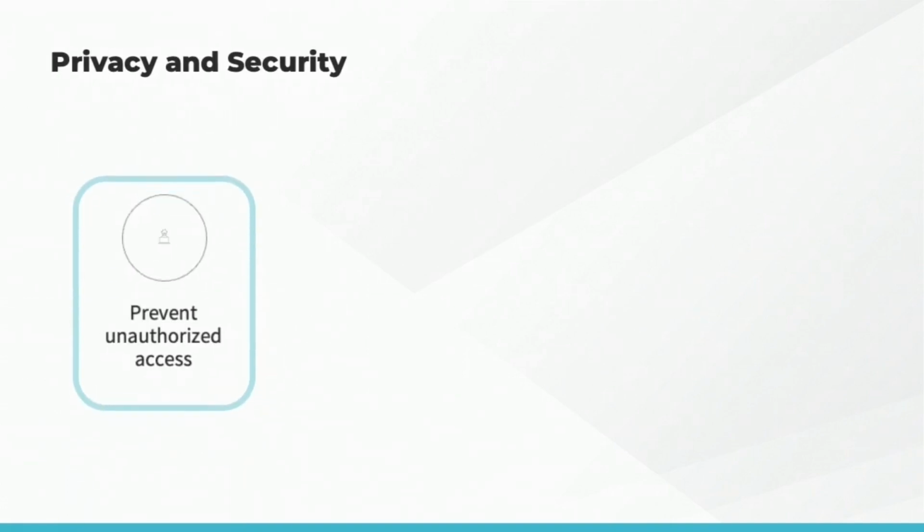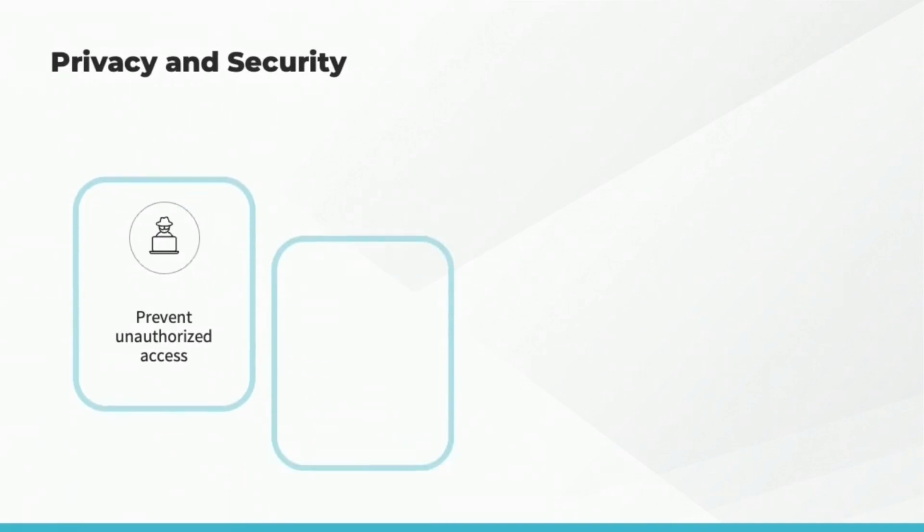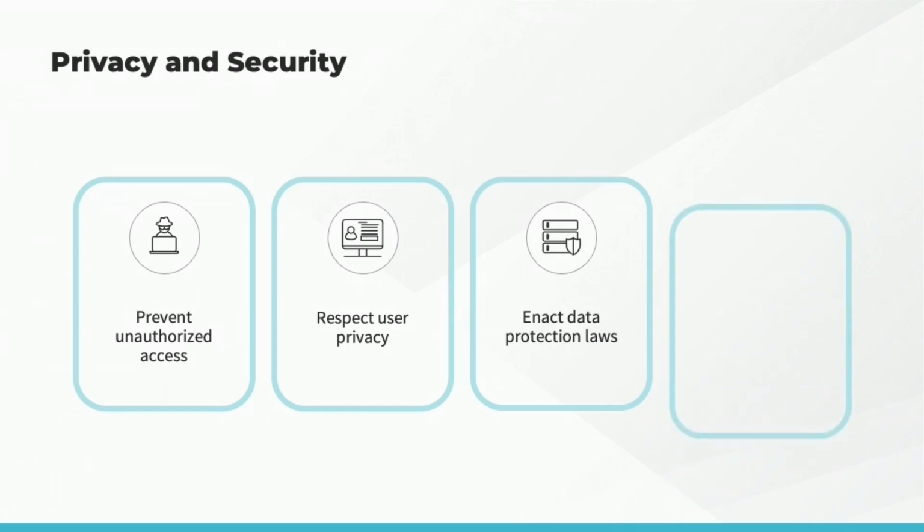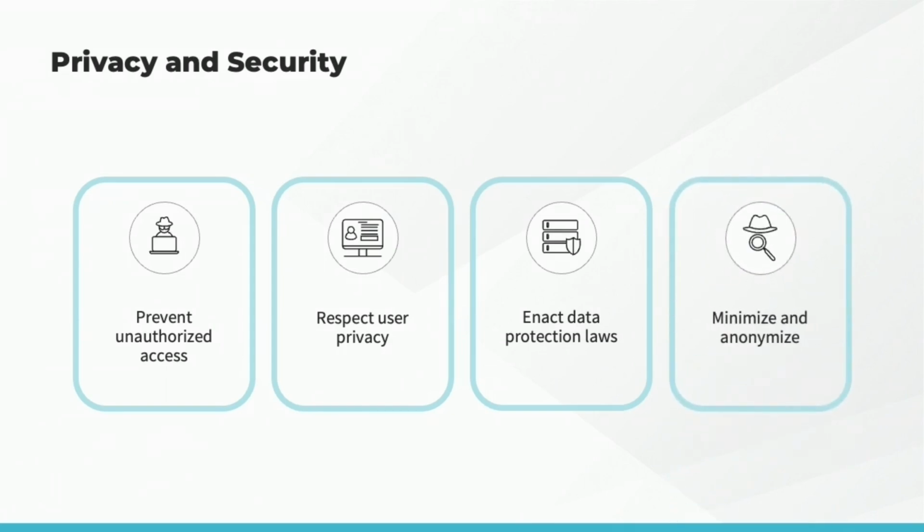Securing AI systems against unauthorized access and breaches, respecting user privacy, and complying with data protection laws is essential. Techniques like data minimization and anonymization enhance privacy and security in AI systems.